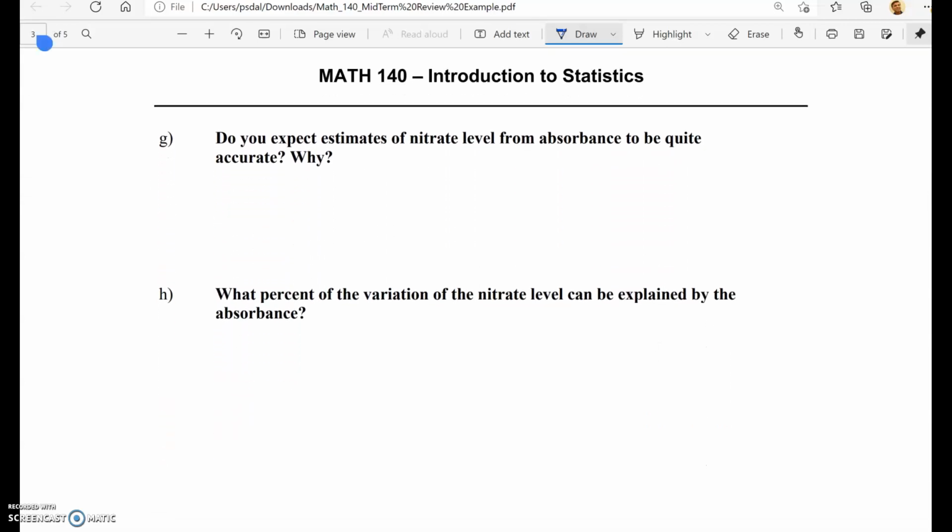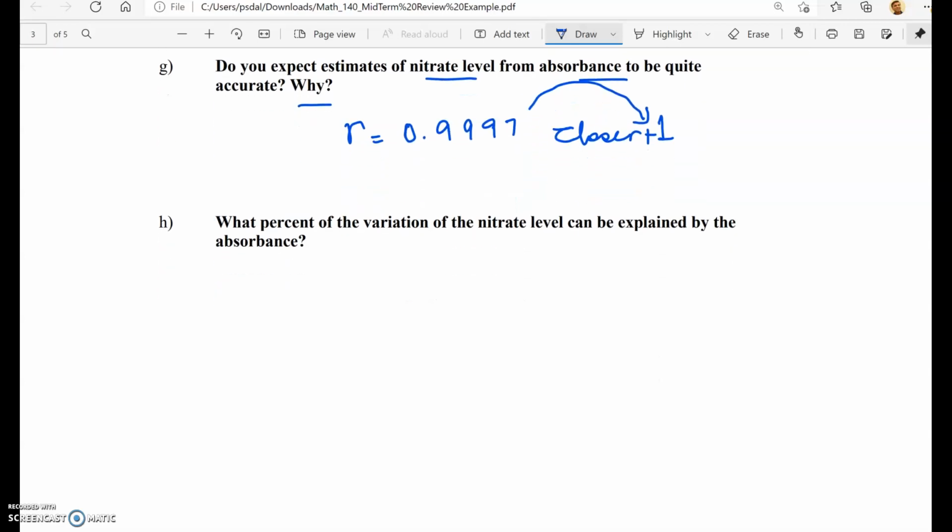Do you expect the estimates of the nitrate level, because that's what we're estimating, from the absorbance to be quite accurate? The answer is yes, absolutely, because the correlation is very, very strong. The closer it is to 1, the stronger is the correlation. Since it's a positive correlation, we're looking at the numbers close to 1 to call it a very strong correlation.